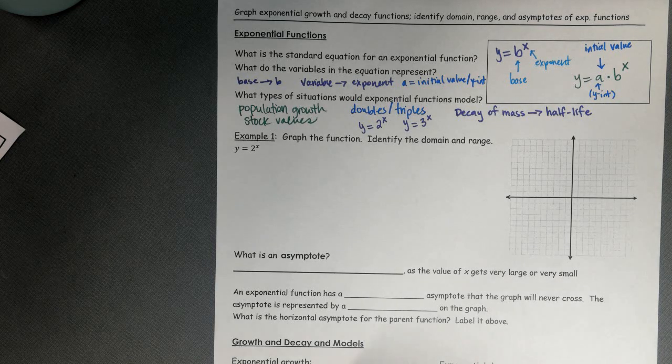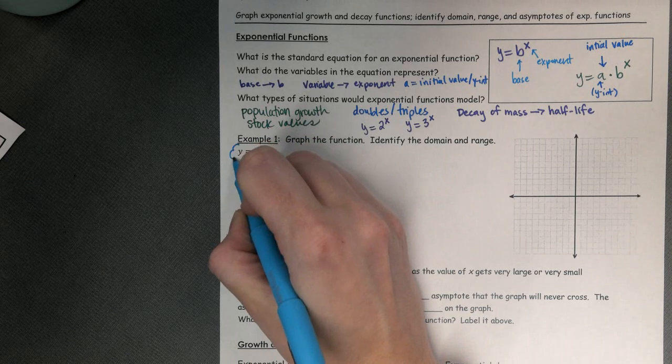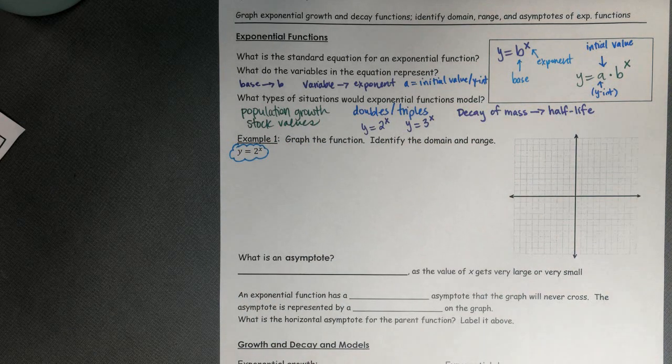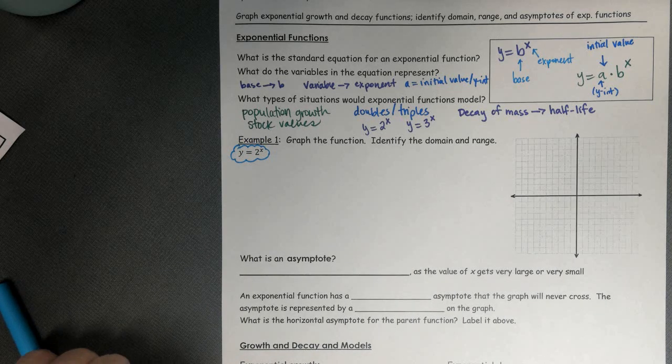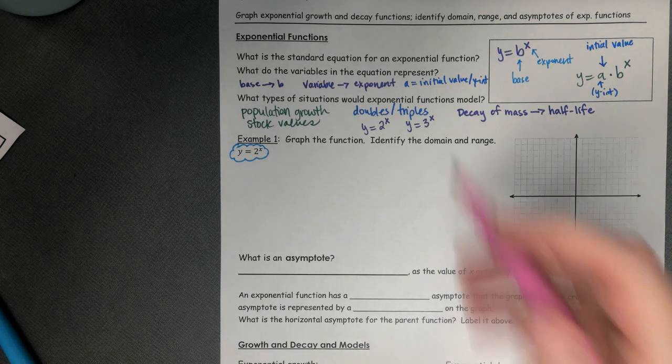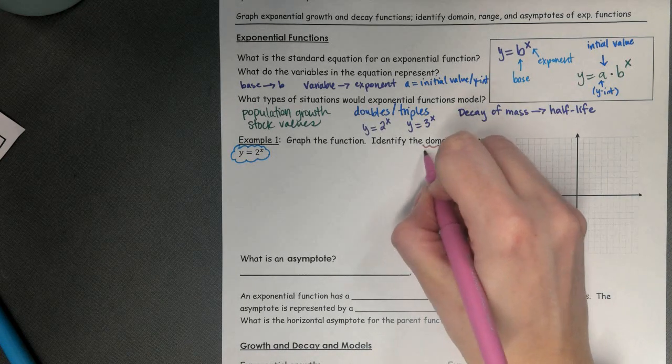Okay, so we are going to be graphing functions today. We're going to start with a very basic function, which is y equals 2 to the x. It is the doubling function, and then we're going to identify the domain and the range. Now, we've talked a lot about the domain this year, so we should know the domain is the set of x values. When we're determining the domain, do you guys remember what we're looking out for?